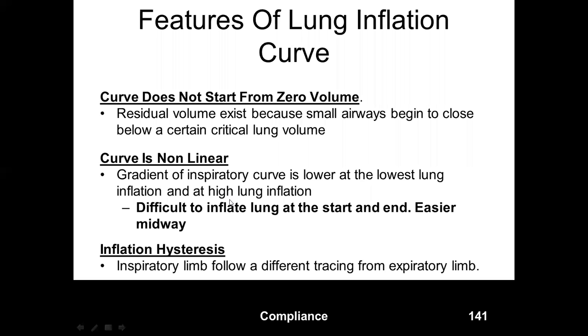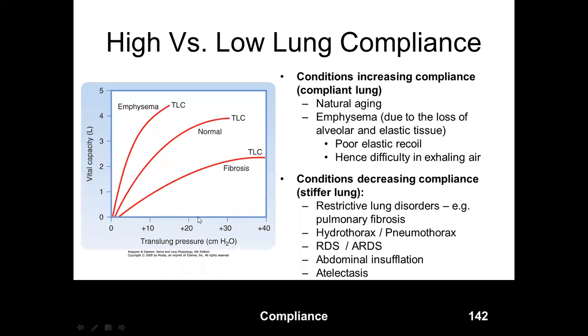You know about this anytime you want to blow a balloon. And we also know that at the end, it's very difficult to further inflate the balloon because you sort of achieve almost a total lung capacity, or the total capacity of the balloon. So at the tail end, compliance drops. Next, the curve exhibits hysteresis. Hysteresis: the inspiratory limb follows a different pathway or trajectory compared with the expiratory limb.